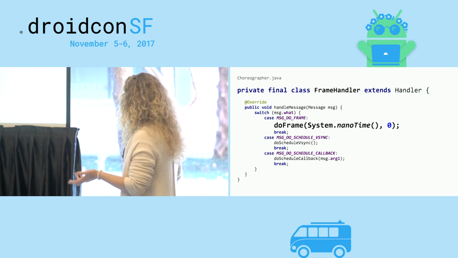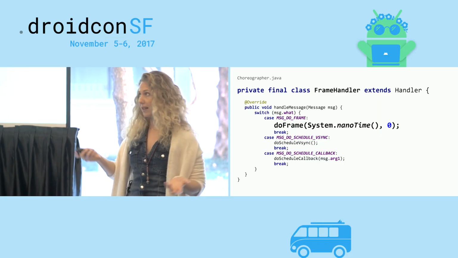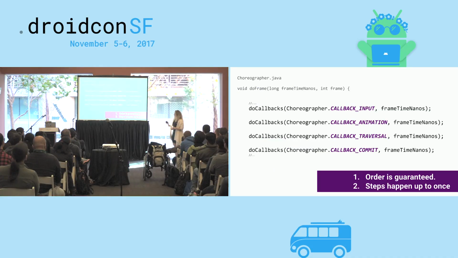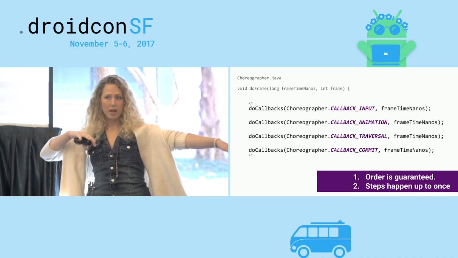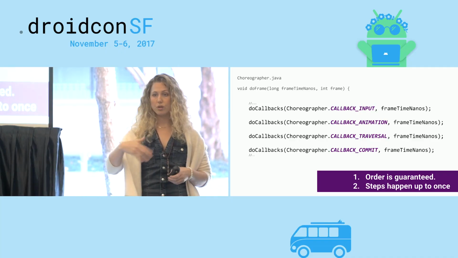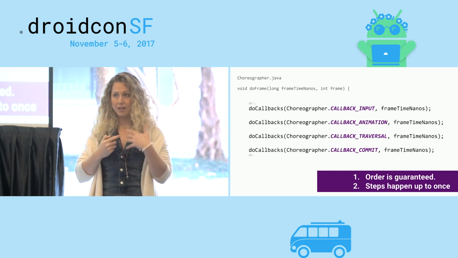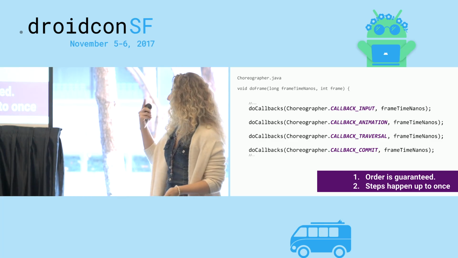This frame handler is going to do all the stuff that has to do with the frame, like you see doFrame. Let's see what doFrame does. It just goes through the callbacks of the different types of tasks that we talked about before, like input, animation, traversals, all those, and it just does the callbacks of those. So you can see from here that the order is guaranteed, like I told you, and each step is going to happen once.